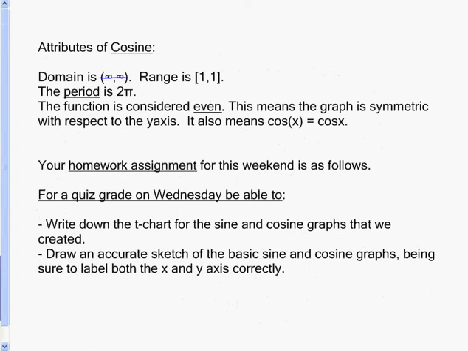So let's correct these things. Domain is negative infinity to positive infinity. Range is negative 1 to positive 1. The period is still 2 pi. It is even, which means it's symmetric about the y-axis, not the origin, the y-axis. So if I fold it on the y-axis, cosine should match up. It also means that cosine of negative x is equal to cosine of x. So whereas sine of negative x was equal to negative sine of x, cosine is not so. It's even rather than odd.